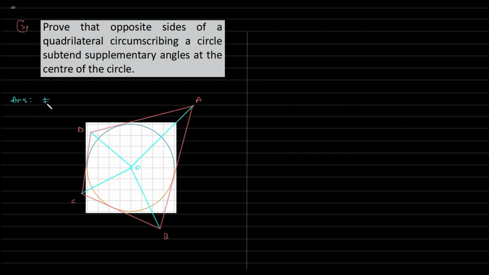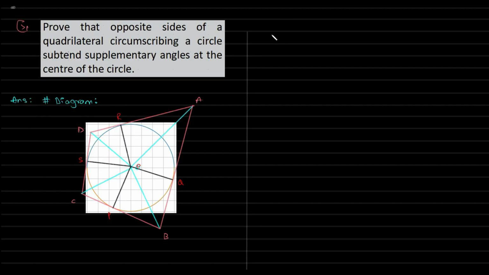So how do you do it? It's very simple. It looks complicated, but it's not that hard, though there's a bit of writing. First thing is we'll join the center to the point of contact. We'll do that, and we'll label the points of contact as P, Q, R, S.